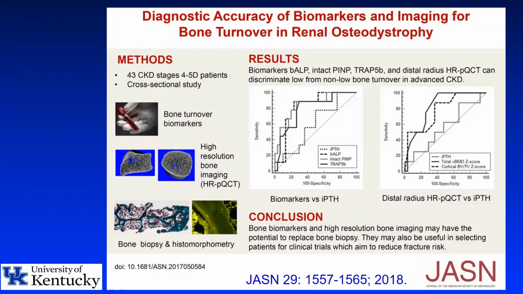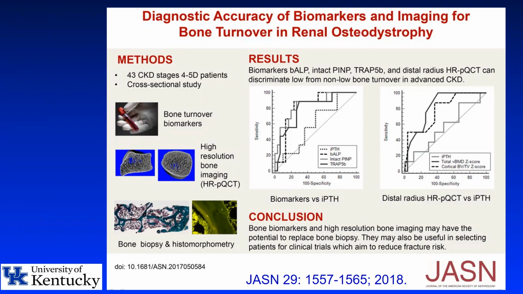This is a study that was done in CKD patients, published in JASN 3 years ago. They did bone biopsies and they did high resolution HRQCT, and they did bone biomarkers, bone resorption and bone formation biomarkers. The conclusion was that the problem with HRQCT and all imaging is that it doesn't give you the underlying pathology, whether it is high or low turnover, which determines how you treat it.